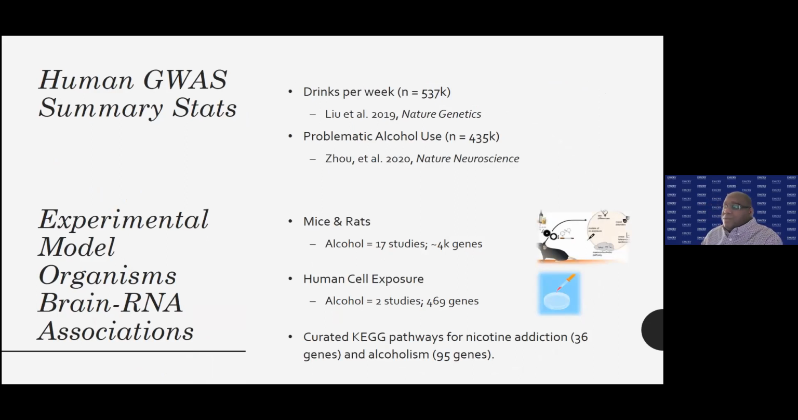These are studies from the Liu et al. paper in 2019 and the Zhou et al. paper in Nature Neuroscience on problematic alcohol use. And again, we're using GeneWeaver. We had acquired experimental model samples and human cell exposure gene sets for alcohol. And we use mice and rat samples from a previous study that I talked about earlier, okay?